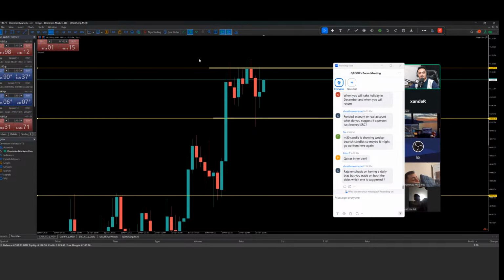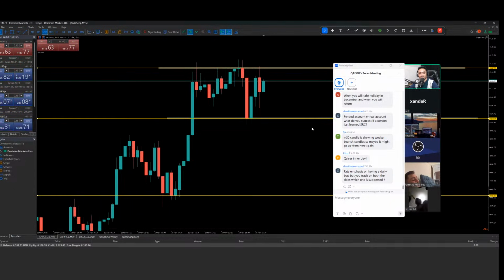But you know what? It would be great if this candle creates a wick and then breaks above this high. Rather than that, I would like to wait for this candle to close above the resistance to give my trade a chance.